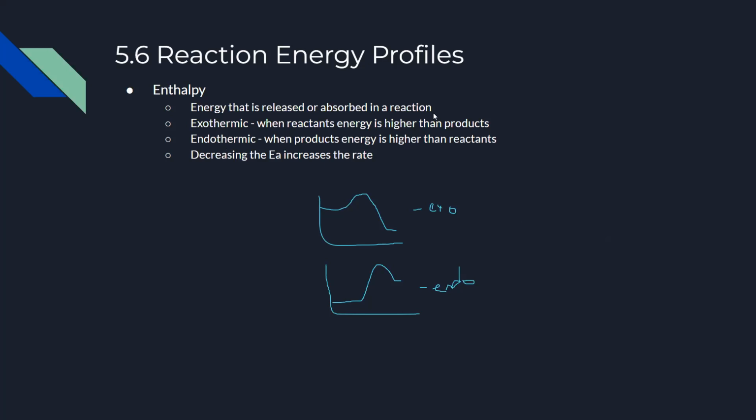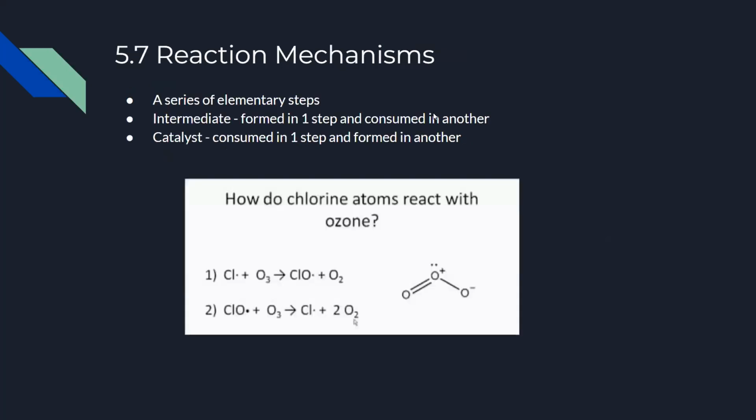5.7, reaction mechanisms. So a reaction mechanism is basically a series of elementary steps that show how the particles collide. An intermediate is formed in one step and consumed in another, and a catalyst is consumed in one step and formed in another. So let's try using this problem to determine which is a catalyst and which is an intermediate.